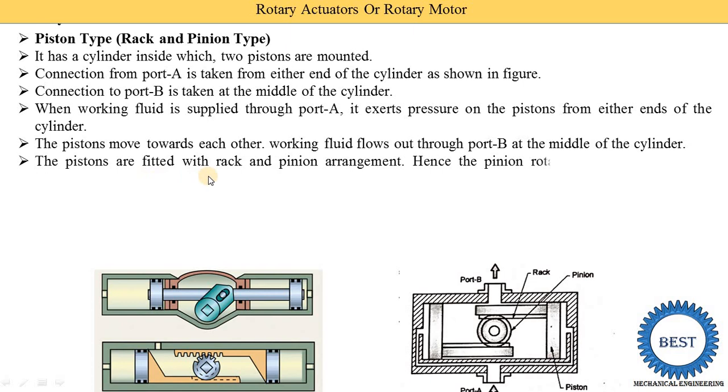The pistons are fitted with a rack and pinion arrangement. So in this image you see that this piston is connected with this rack. This side piston is also connected with another rack, and these racks are connected with this pinion. In this image you can clearly understand that. This piston is connected with this rack and this piston is connected with this rack, and then the racks are connected with this pinion.